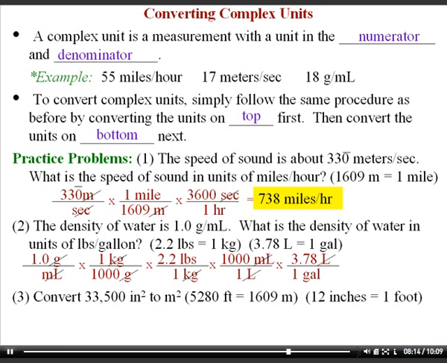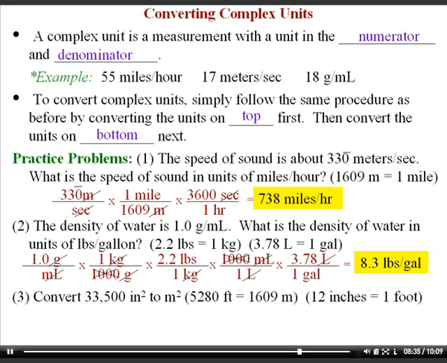The unit of liters cancels out, and if you're aware of what you're doing, you can also look for numbers that cancel out. In this case we have the number 1,000 canceling out on top and bottom, and then it makes the math a lot easier. We just have 2.2 times 3.78, and all the other numbers are 1, so you only have one little multiplication to do, and you get 8.3 pounds per gallon.